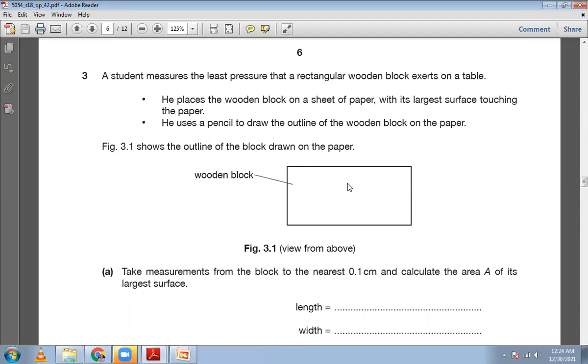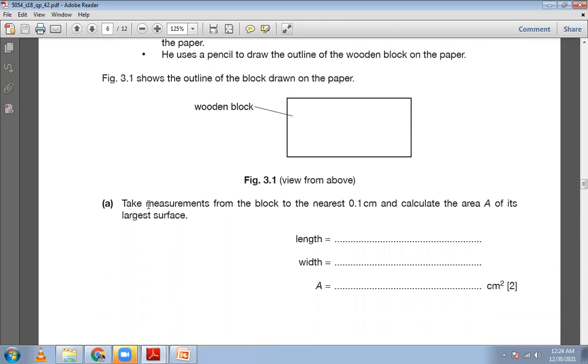He says, take the measurements, underline this word. It's very important to understand this word. Take measurements from the block. He says, take the measurement from the block to the nearest 0.1 centimeter and calculate the area of its largest area. So with the help of a scale, measure how much is this length and how much is this width. Just length multiply width, that will give you the area of this block, which is in contact with the ground.